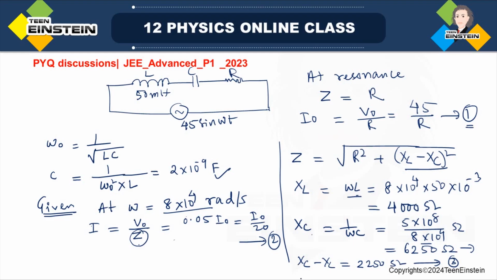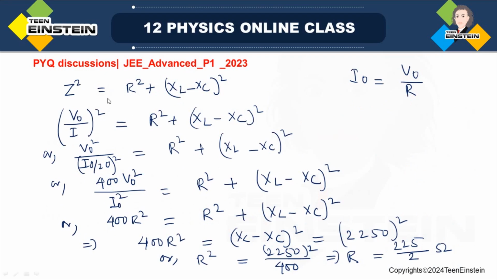Now this difference I can find out as XC minus XL or XL minus XC, it doesn't matter. Here I am just taking the square. So I am just taking XC minus XL, which is 2250. So let us say that is equation number 3.